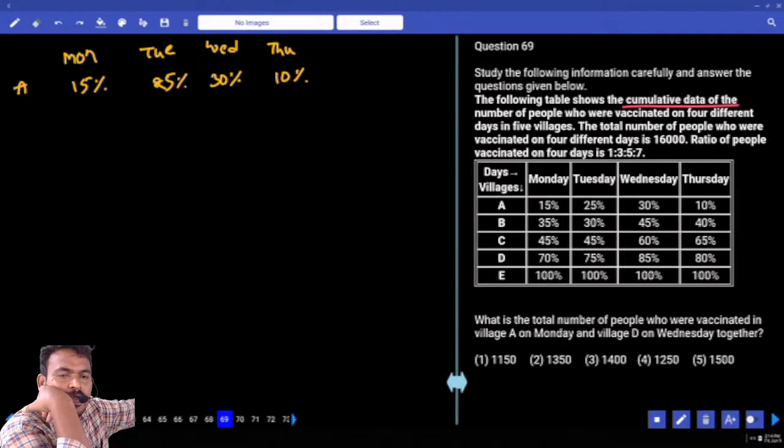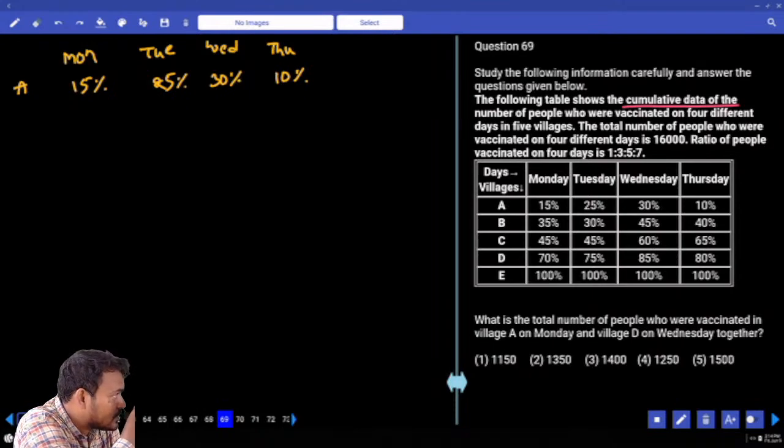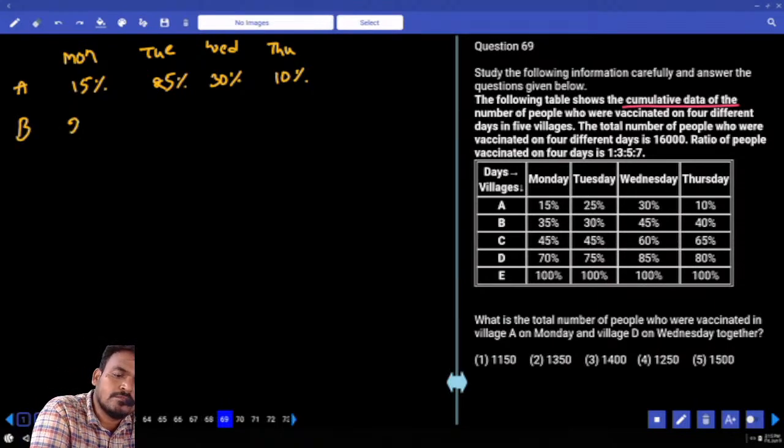Okay. Already A value how much? 15. Next, what is the A to B? 35. B value 35 means, what is the meaning? Up to B it will be 35. Up to B it is 35 means in that A also included. Means A plus B value 35. In that A value already 15. Means B value 20.